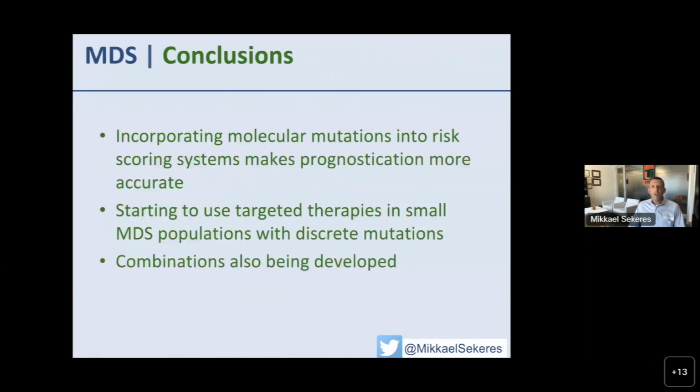So to try to wrap this all up, I think incorporating molecular mutations into risk scoring systems makes prognostication more accurate, and it's the way we're going in the future. We're starting to use targeted therapies in small MDS populations with discrete mutations. These are still largely early phase studies, but I do think we're going to see a role for drugs like ivosidenib and enasidenib after hypomethylating agent failures, and combinations of drugs, for example, hypomethylating agents and an IDH1 or IDH2 inhibitor, as we saw in AML, are also being developed.